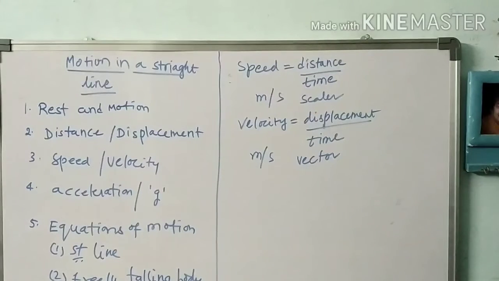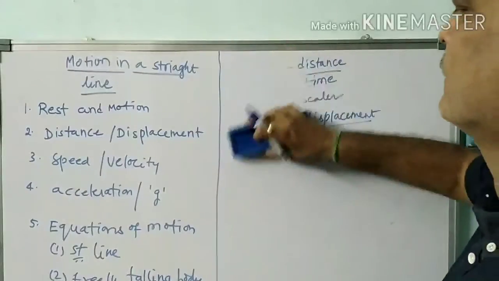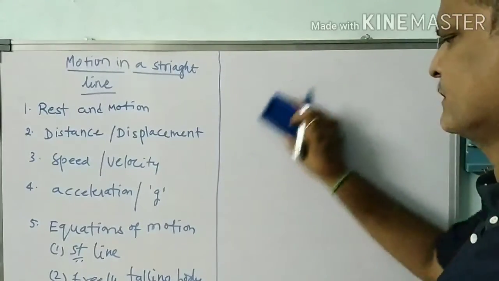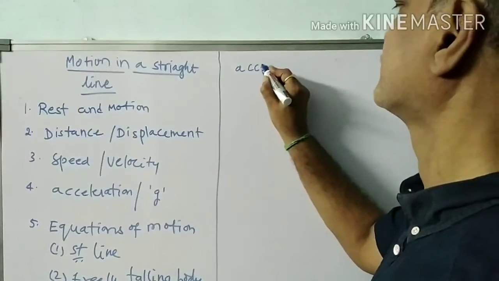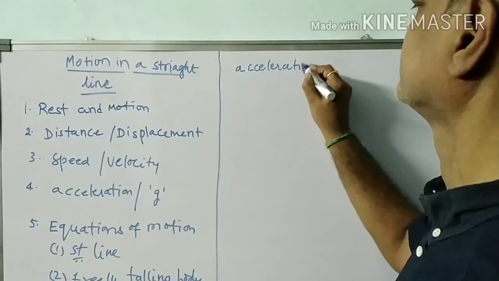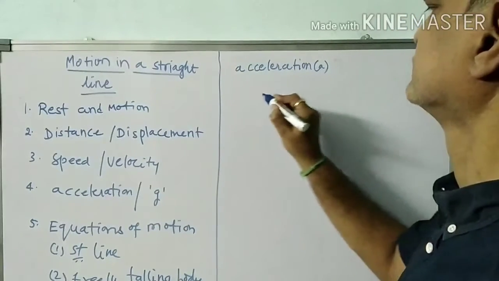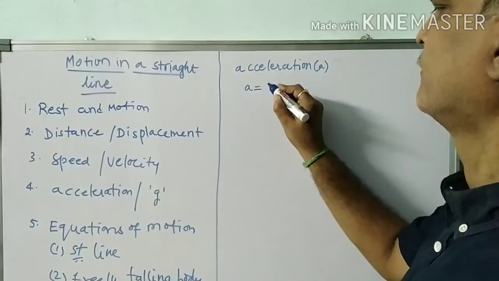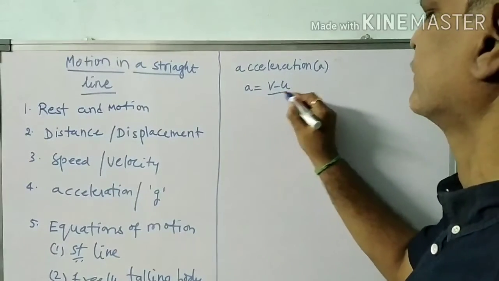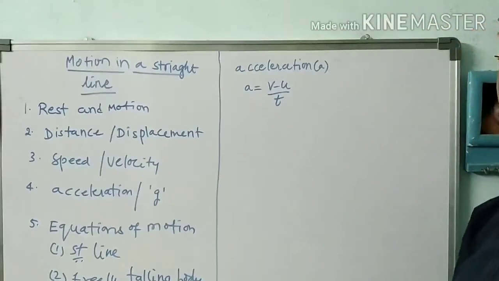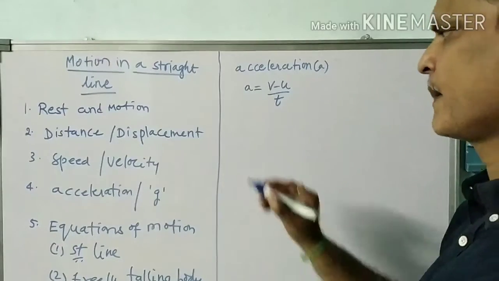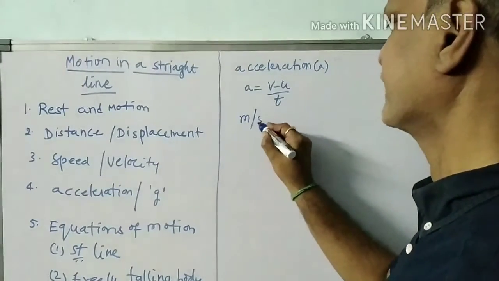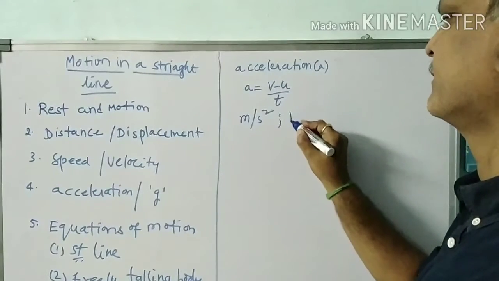When we have an idea about speed and velocity, now we go for what is meant by acceleration. Acceleration is the rate of change of velocity. It is denoted by a. The formula is a equals v minus u by t, where u is the initial velocity, v is the final velocity, and t is the time taken. Its SI unit is meter per second square, and it is a vector.